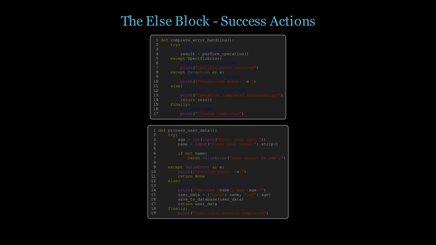If there's an input error, the except block handles it and the else block is skipped. The finally block always logs that the session is complete. Let's see error handling in a real-world scenario.